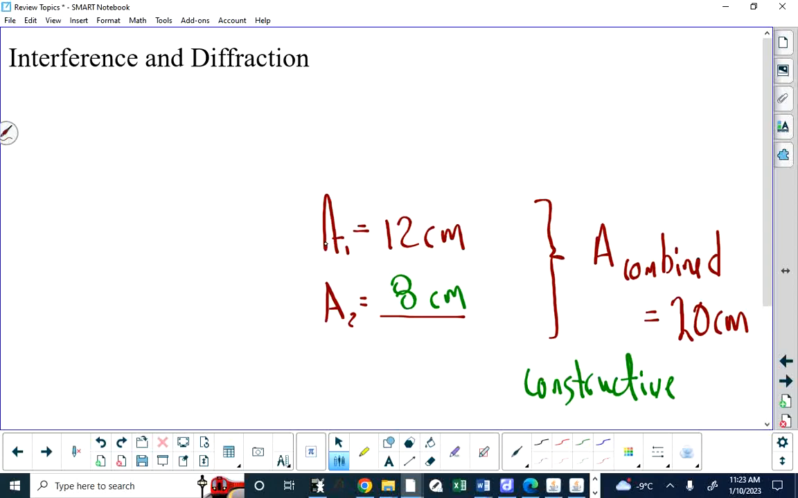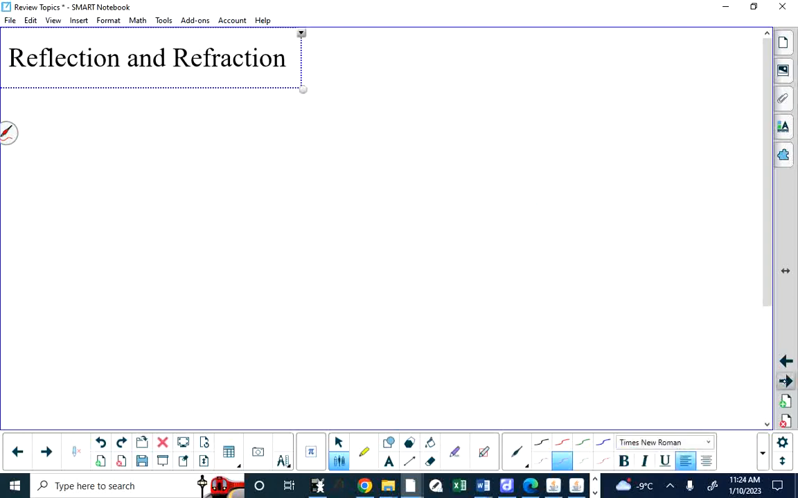Okay? 32. So it could be destructive. This is kind of like the beat thing, isn't it? Not quite, but kind of. If it's destructive, this would be 32 because destructive, you subtract the two amplitudes. So I think it's important you understand what's going on here. Constructive means you add the energies together at that point. The energy is represented by the amplitude. Destructive means you subtract. And that leads us, my friends, to the very last topic, which is reflection and refraction.